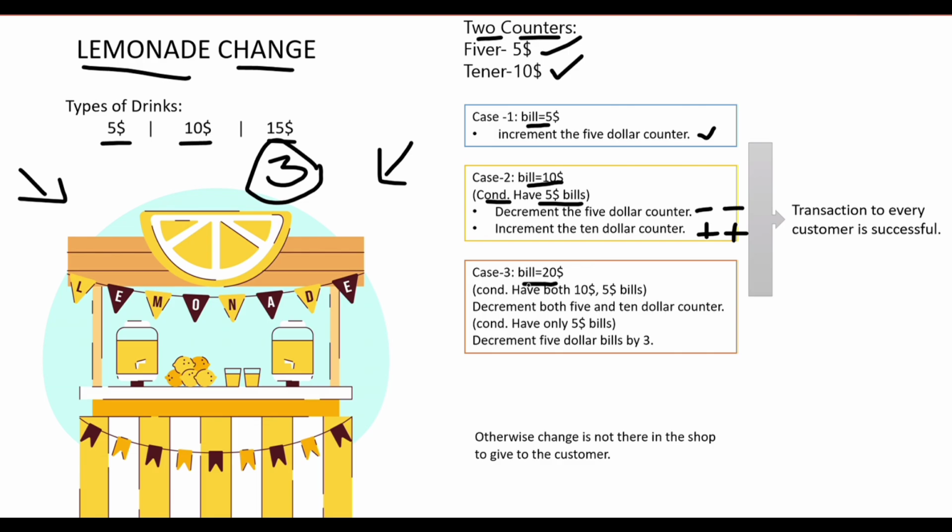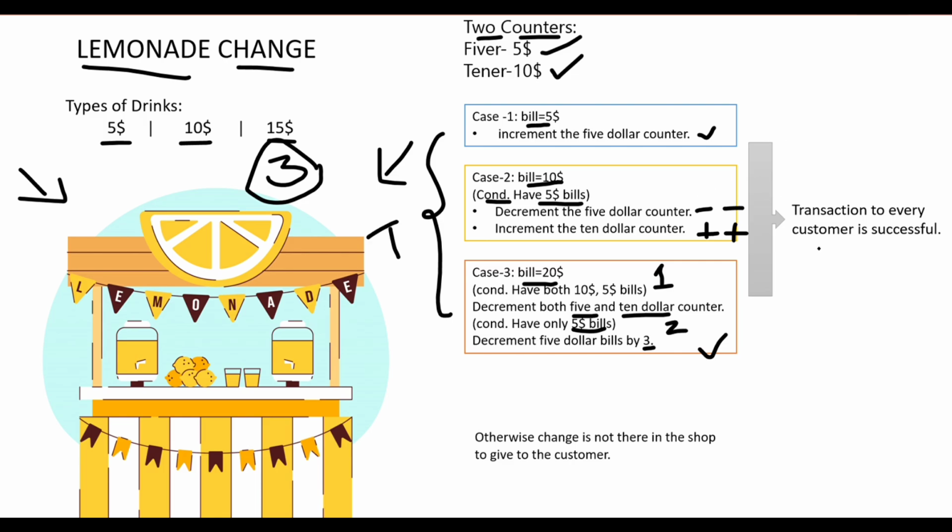Case 3 is a special case because we have two sub cases here. When the customer gives a $20 bill, we should either have a $10 and a $5, or we should have exactly three $5 bills for the change. Here we're going to decrement both $5 and $10 if he has a $10 and a $5 bill. Otherwise, if he doesn't have any $10 bills, we focus only on $5. So how many $5 bills is he going to give? He's going to give away 3, because the change is $15 back. So these are the three cases.